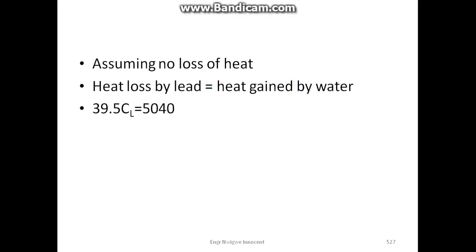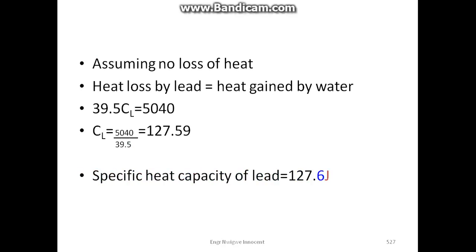39.5 Cl is equal to 5040. Cl is equal to 5040 over 39.5, which is equal to 127.59. Specific heat capacity of lead is equal to 127.6 joule per kilogram per Celsius.